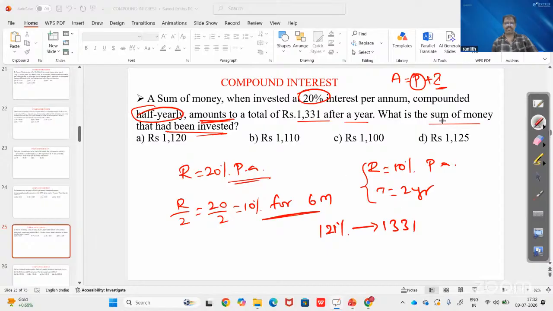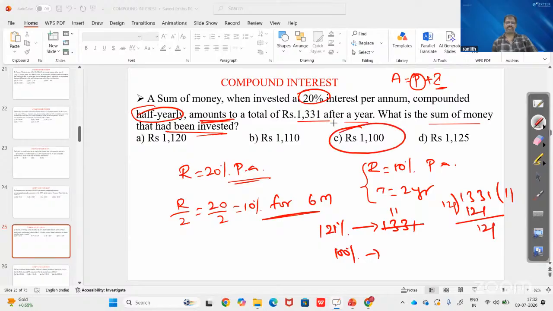Then find the sum. Sum is nothing but 100 percentage. What is the 100 percentage in the sense? We can cancel. So 11 table would be directly 121 table. So 1331 divided by 121 will be equal to 11 times. 11 into 100 equal to 1100. Answer is 1100.